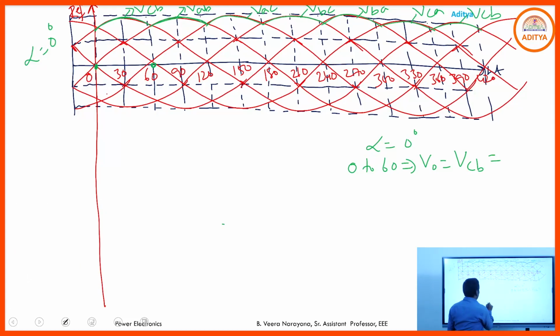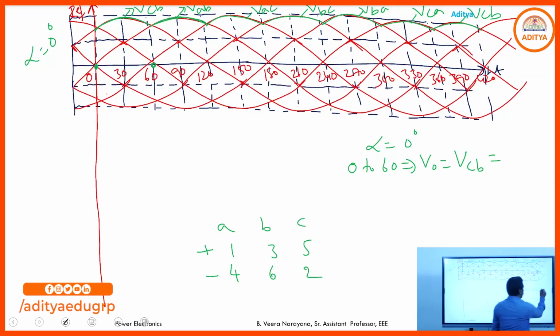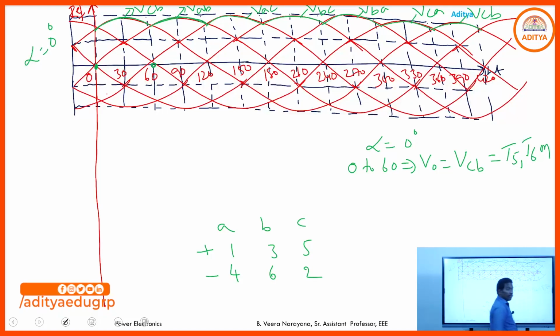See, phase A, phase B, phase C. Here 1, 3, 5 connect to the positive group, and 4, 6, 2 connect to the negative group. Here it is the positive group SCRs and this is the negative group SCRs. VCB means positive group SCR from phase C, which is 5, and negative group SCR from phase B, which is 6. That means T5 and T6 are in the on state.